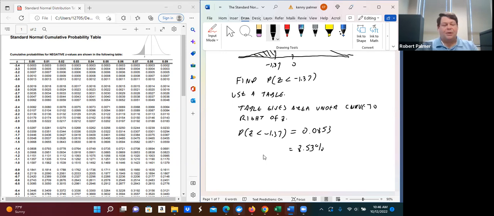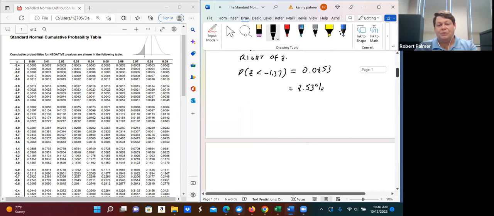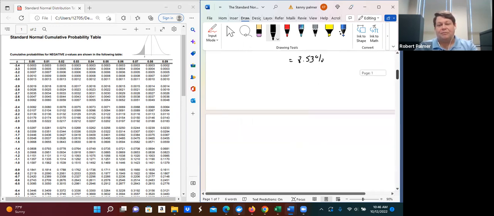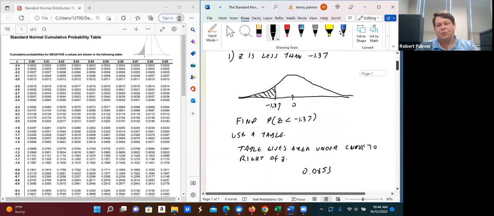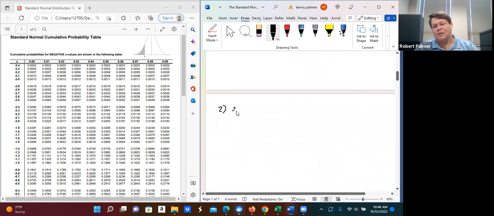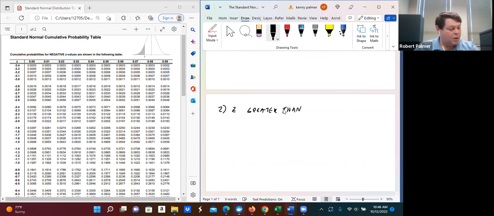Now, let's do another one, our next one. Then we'll show how we can do the same thing using Microsoft Excel. So let's just do number 2 down here. The first one said find the probability that z is less than negative 1.37. Number 2 says find the probability that z is greater than 3.32. So let's look at that. Let's draw a picture of this.